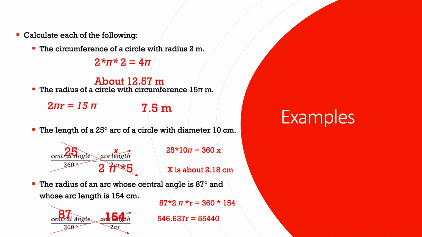Once again, once we have this all set up, it's just algebra. So I need to divide both sides by 546, and I get the radius is approximately 101.4 centimeters. That's a pretty big circle, a radius over 100 centimeters. Now, if you remember our conversions, why not think about this? How many centimeters are there in 1 meter? There are 100. So this is like over a meter. Like that's how big this circle is, just to put that into perspective.